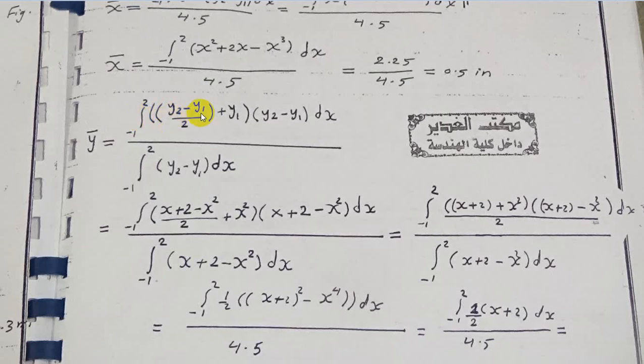Also the y1 minus y2 squared plus y, as you can see, multiplied by the y1 minus y2, is the term that stands for the area extraction. All integrated with respect to dx.